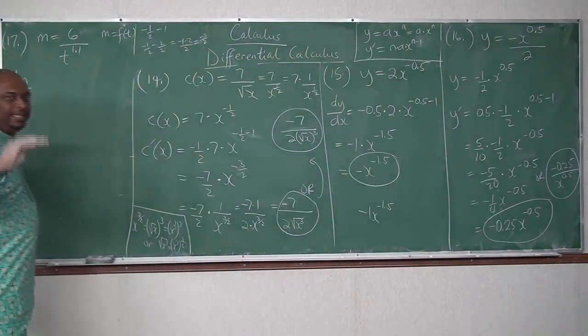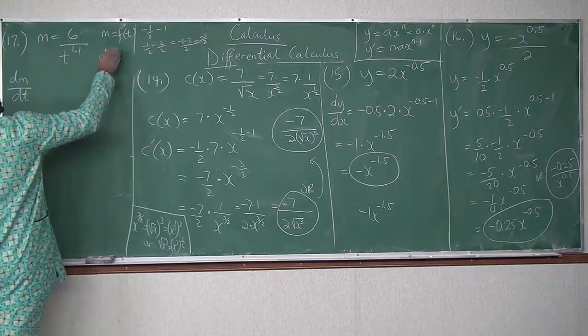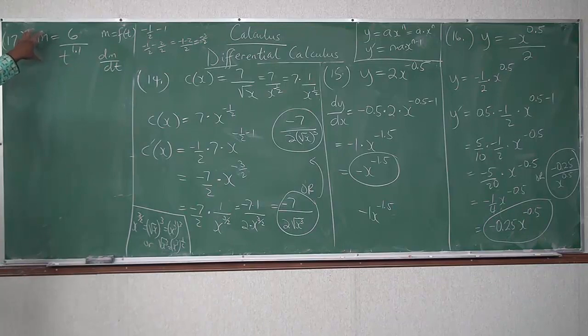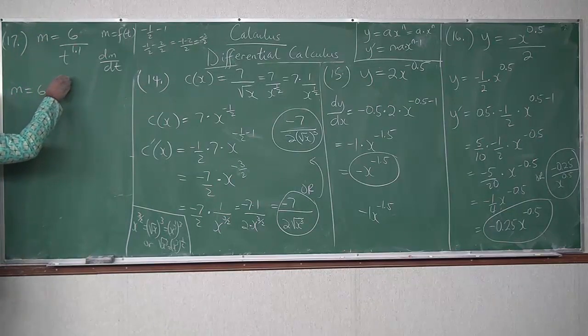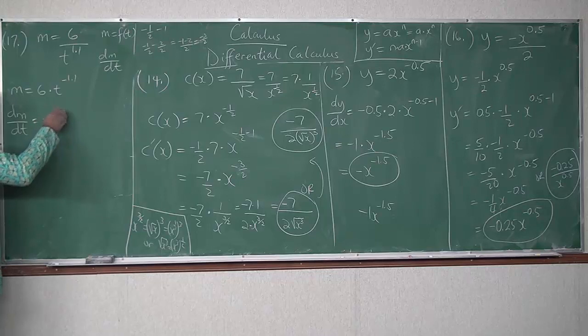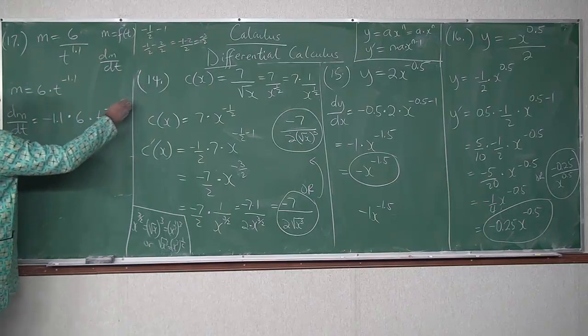View these videos in order, please. So for dm dt, first of all, let's put this in exponent form. So m will be 6 times t exponent negative 1.1. See that? So dm dt will be negative 1.1 times 6 times t exponent negative 1.1 minus 1.